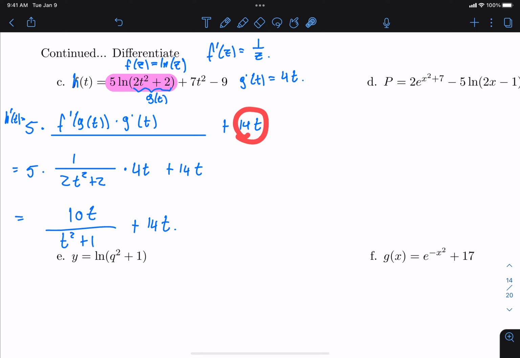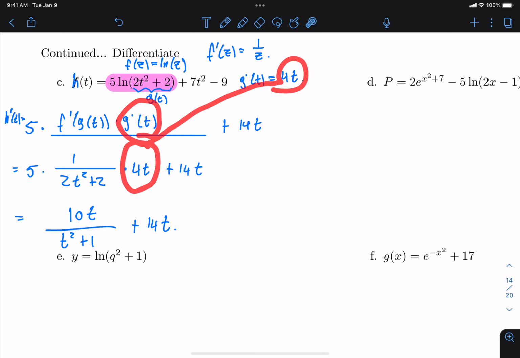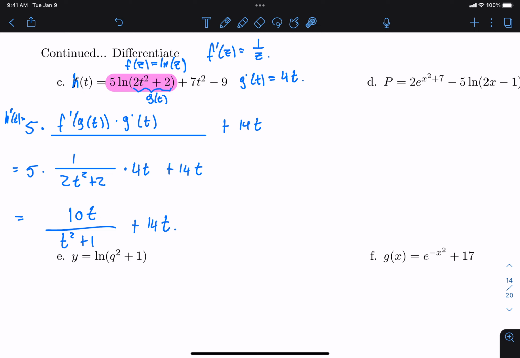The plus 14t came from 7t squared. And the 4t was g prime of t. It went in for the chain rule here, which got copied here, and then it went inside of the numerator. Okay, how do we feel about the chain rule so far? Do we hate the chain rule? It's just like a lot to keep track of. It's like basic rules, but just a lot.